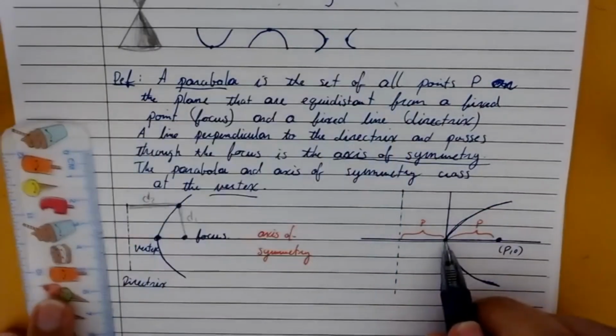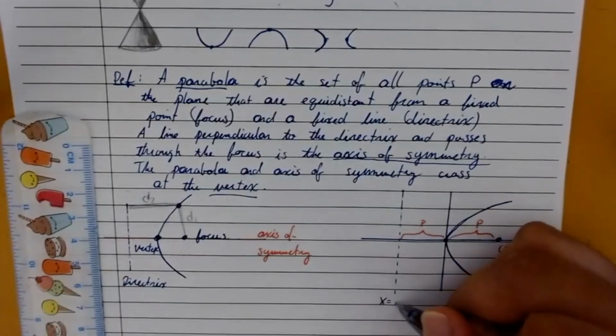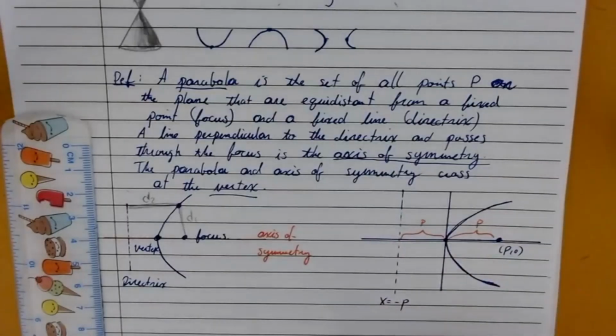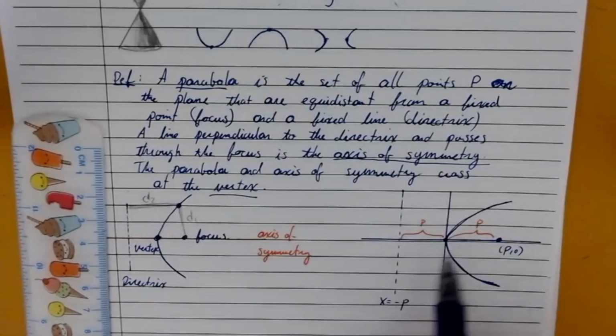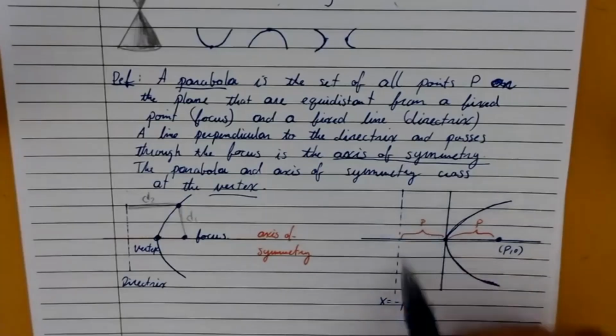And if that's (0, 0), you go back p units, that's going to be x equals negative p. This is what I meant about making the arithmetic a little easier, p versus negative p. Okay, so now we know where our directrix is and where our focus is.